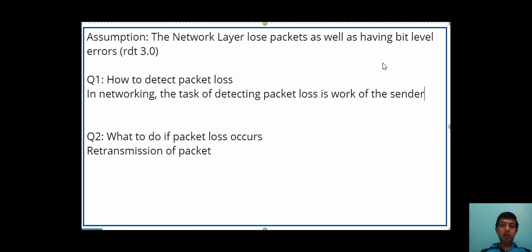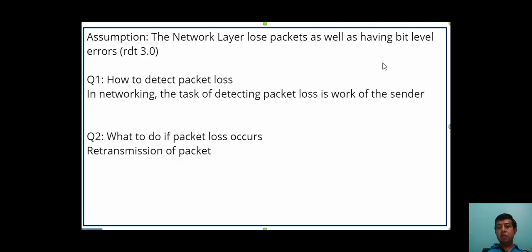Now, how will it do it? How will the sender detect whether a packet has got lost? Will it ask the intermediate routers? Remember, the intermediate routers won't respond. The sender cannot ask the intermediate routers whether you have dropped my packets. It won't respond. So how would it know that a packet loss had occurred? Can you think for a moment and answer this question? If you have gone through version 2, again, you can come up with an answer.